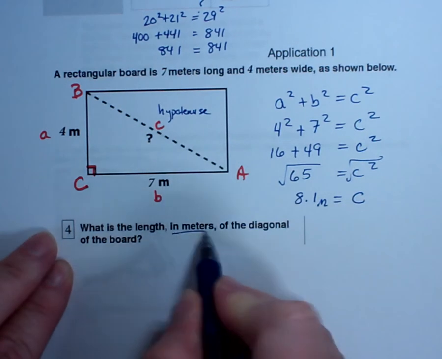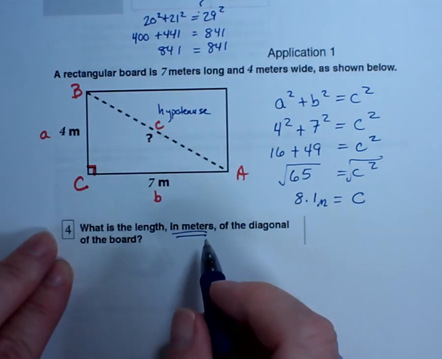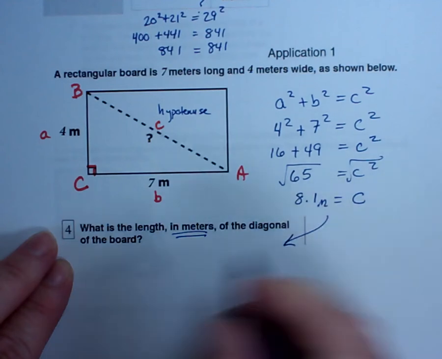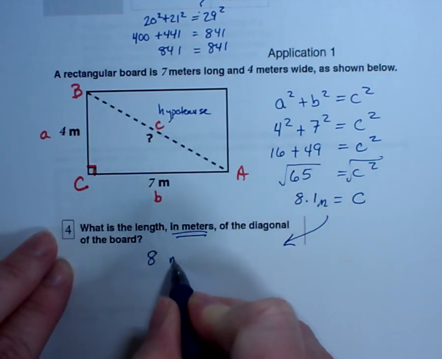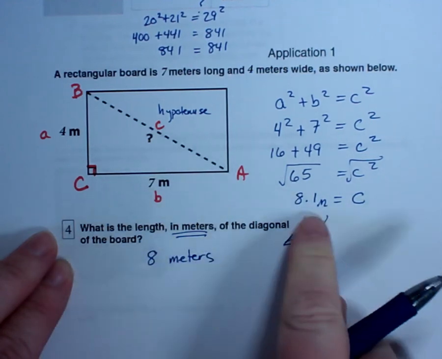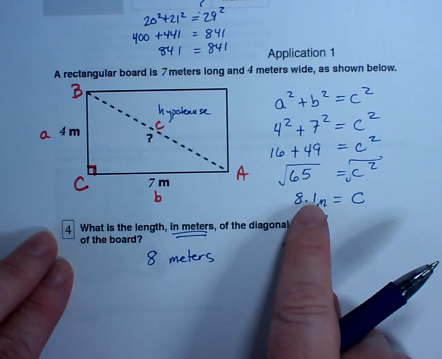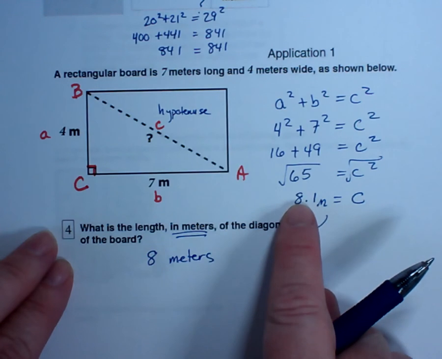Now I've more carefully read it. It says they want it to the nearest whole meter, so I'm going to change it. It's 8 meters. In this situation, I want it in whole numbers, in whole meters. So I look to the number to the right, it's a 1. I'm not going to round it up.